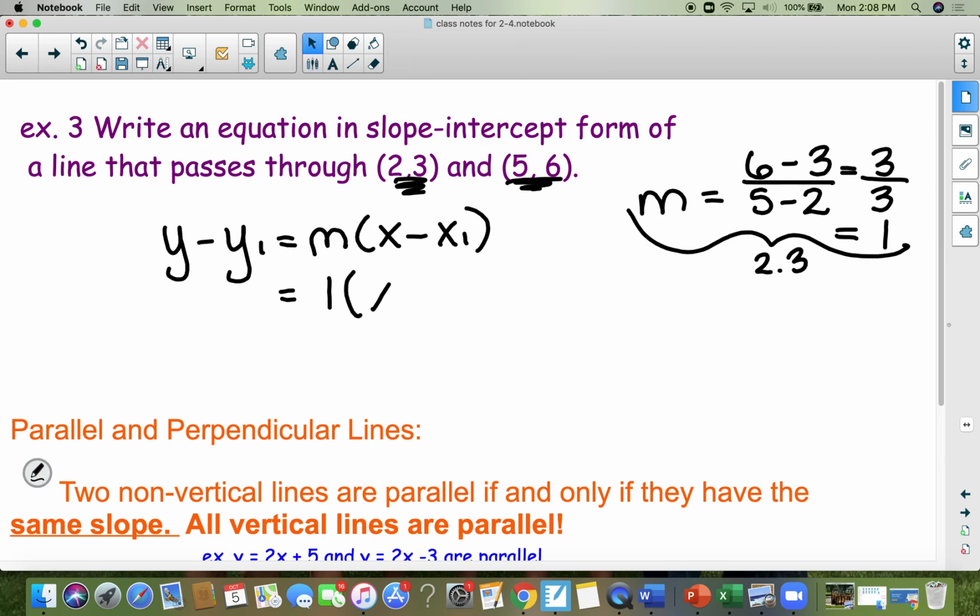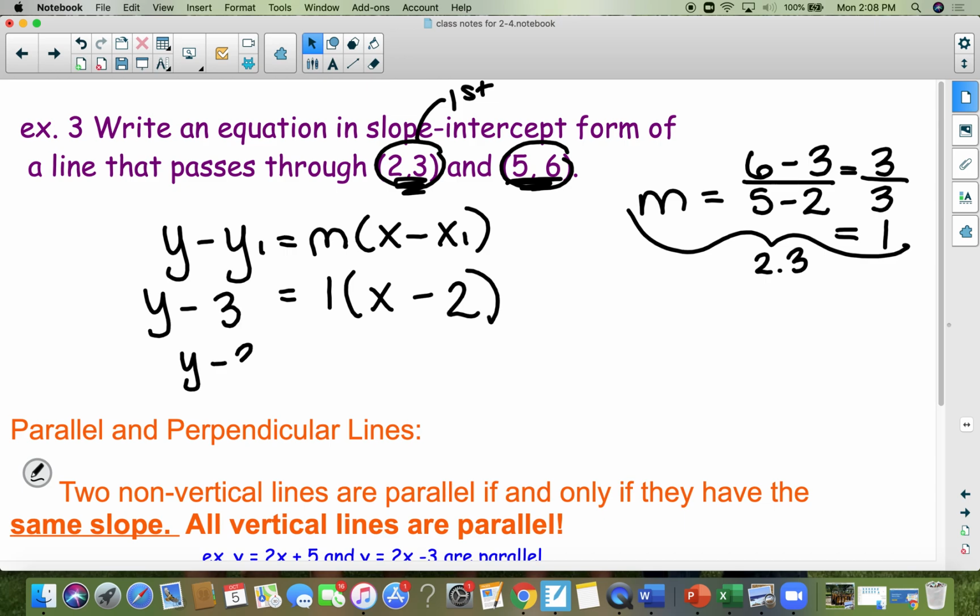Now, you have to fill in the second x and the second y, and you have 2 points, so you can choose which set you want to use. I like using the first set all the time, but if you want to use the second set, it doesn't matter. You're going to get the same answer. In place of x, I'm going to put a 2, and in place of y, I'm going to put a 3. y minus 3 equals, if you do the distributive property, you get x minus 2. So y is equal to x plus 1.